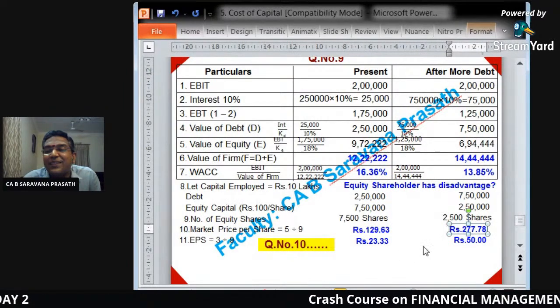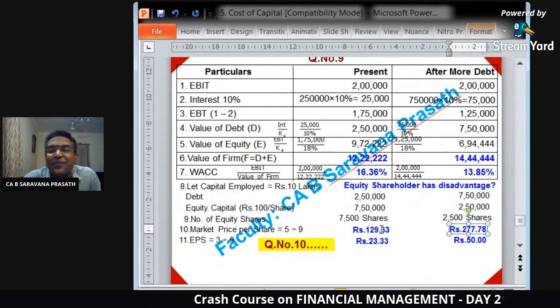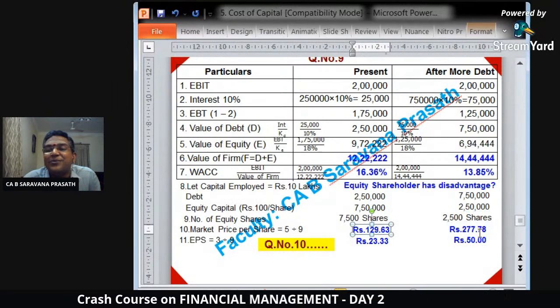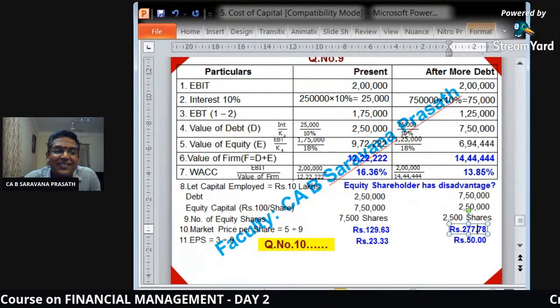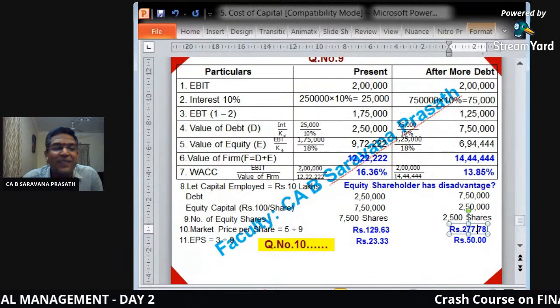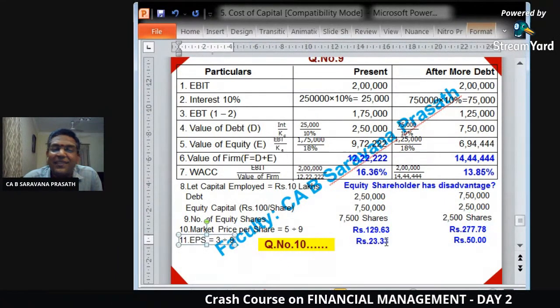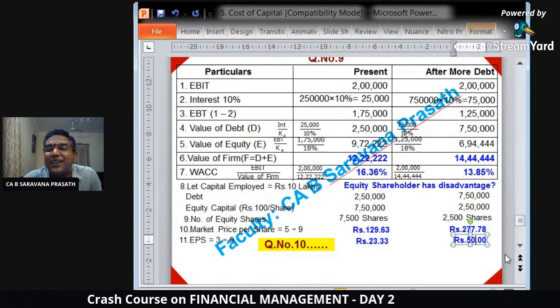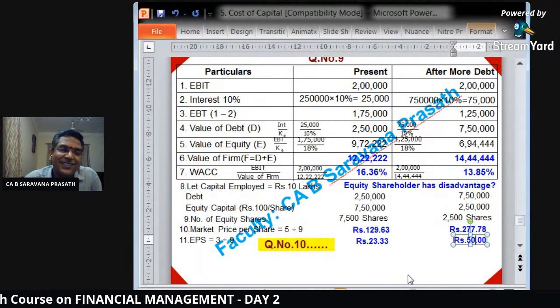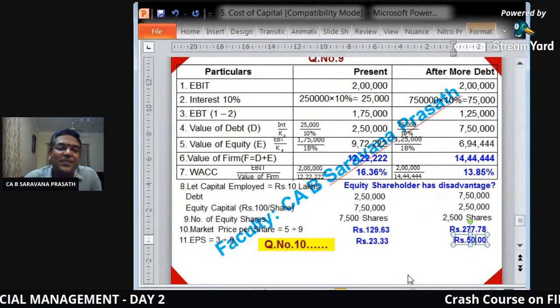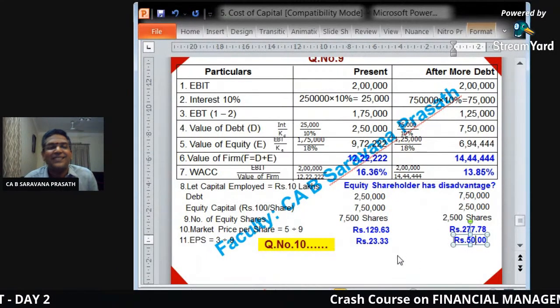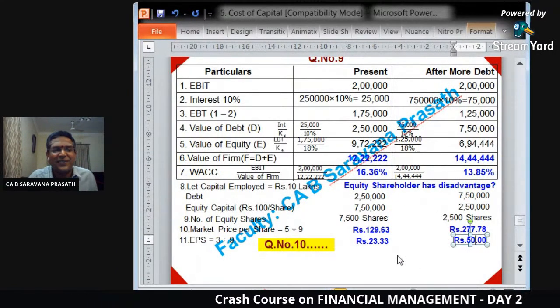Look at how happy the equity shareholder will be. From 129, it goes up to 277, right? More than double. I'll be a very happy person if I were this equity shareholder. EPS in the reverse situation goes from 23.33 up to 50 rupees. So again, it's happiness for the equity shareholder.